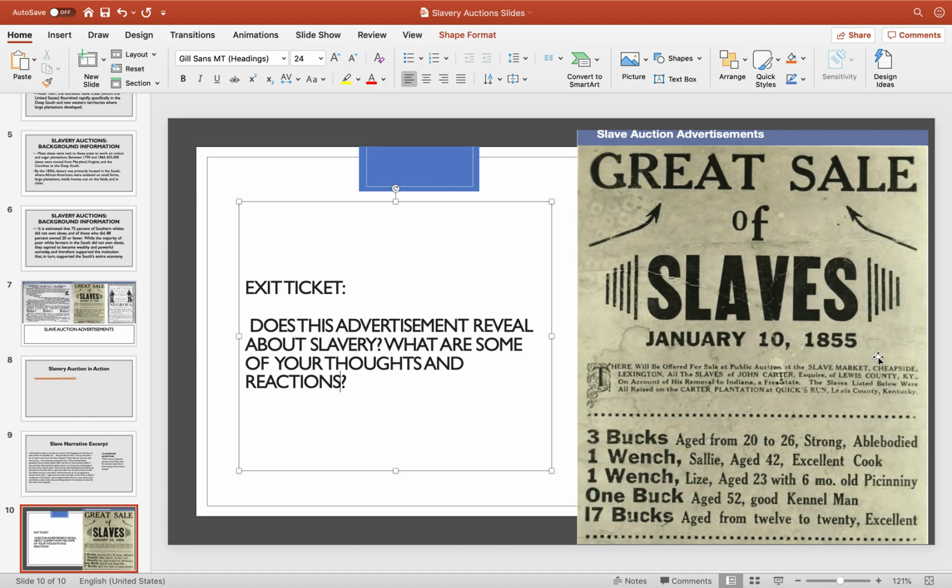So once again, we can see that this is in the South, right? So what does this reveal about slavery, right? What does this show about the slaves who were being auctioned? And I want you to write what some of your thoughts and reactions are, all right? So that's everything for the classwork and the exit ticket.